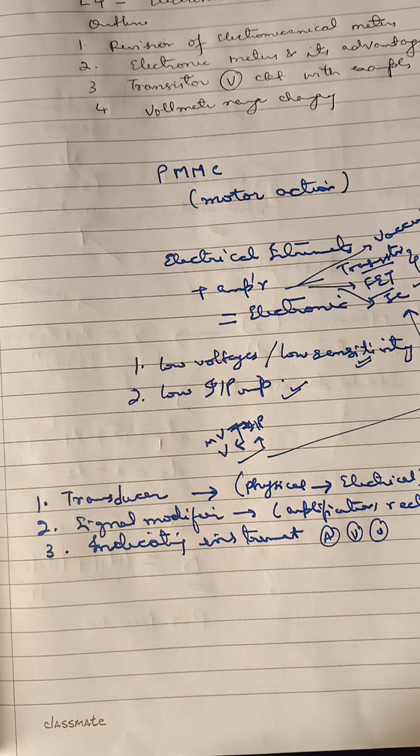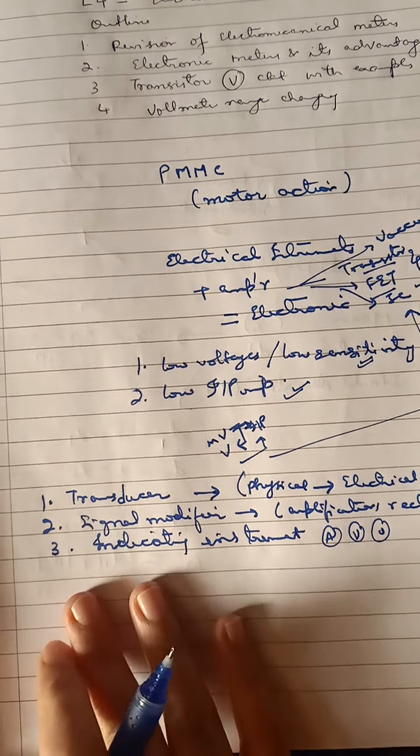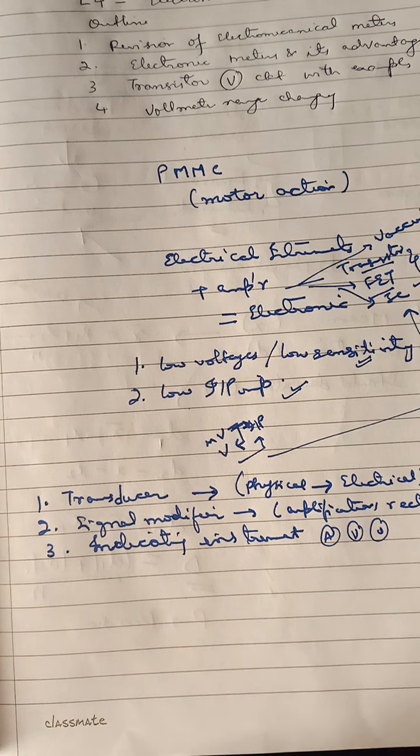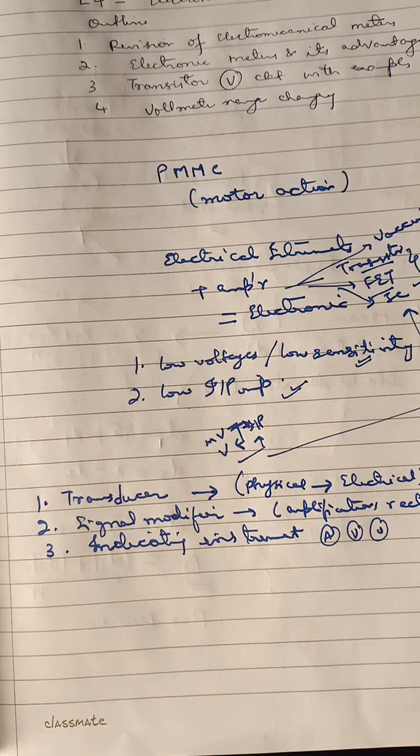So to begin with, some advantages that we can think of for electronic instruments are that it has low signal level detection. The power consumption is also lower as compared to your electrical instrument. Its frequency range is more than your normal electrical meters. Its input capacitance is low and it has fewer loading errors. So because of all these advantages, we prefer electronic meters over electrical meters.